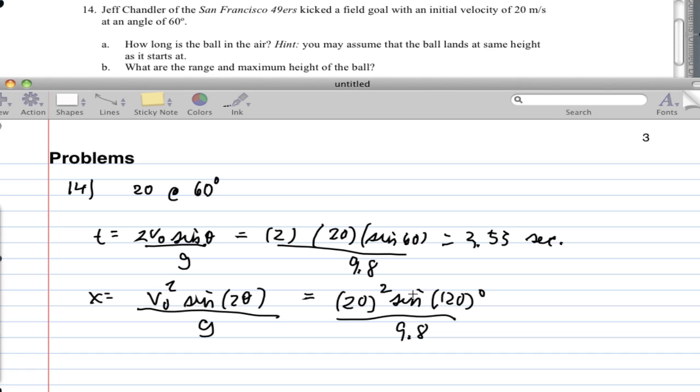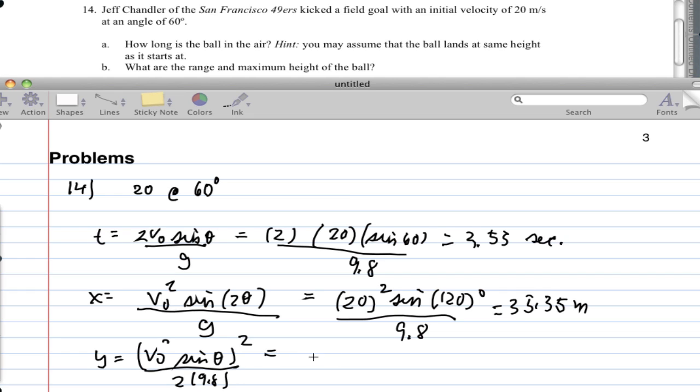So when we actually do that calculation, we'll end up getting 400 times the sine of 120 divided by 9.8. And just double check, I actually am getting 35.35 meters. And then to get the height, that's going to end up being v naught sine theta, all of that squared, divided by 2 times 9.8.